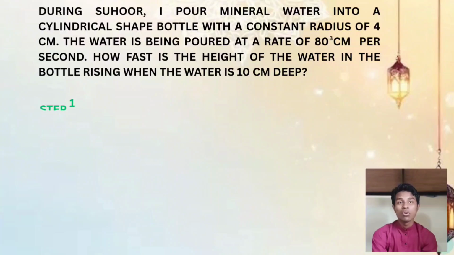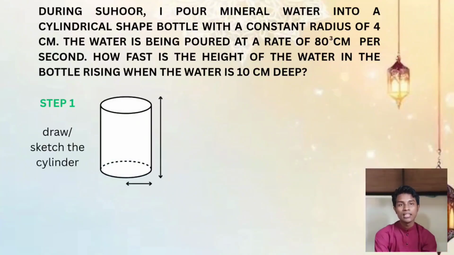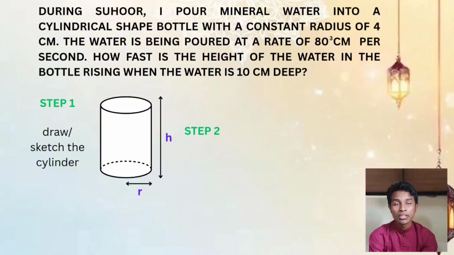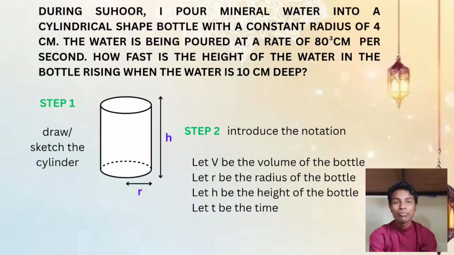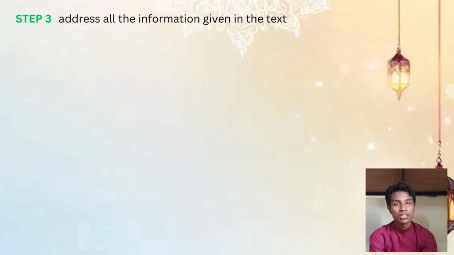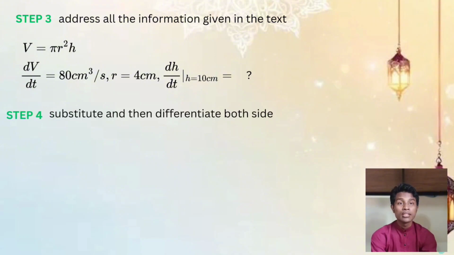First, we have to draw the figure of the cylinder shape. Second, we have to introduce all the notation. For example, let V be the volume, let H be the height, let R be the radius, and let T be the time. Third, we have to address all the information that has been given in the text. Volume of the cylinder, V equals pi r squared h, R equals 4, h equals 10, dV per dt equals 80 centimeter cubed per second. Lastly, find dH per dt when the height is 10 centimeter.